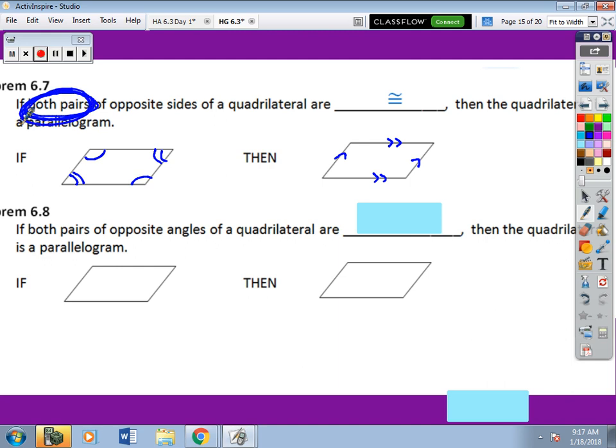Big mistake. Some students will say, oh, one pair is, I got 70 and 70. Well, the others have to be 110 and 110, right? Because they're supplementary. But if you don't know it's a parallelogram, you can't use same side interior angles. So just be very careful.